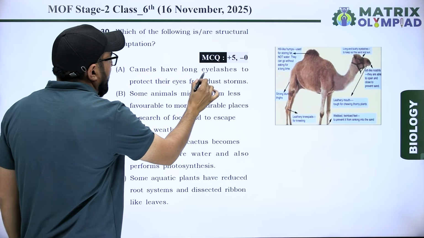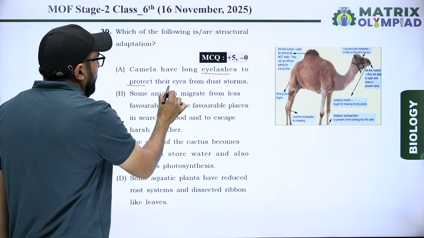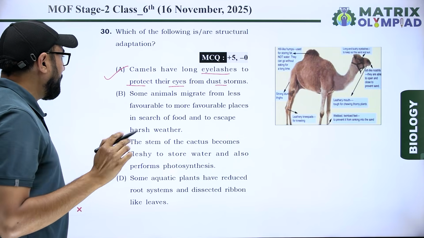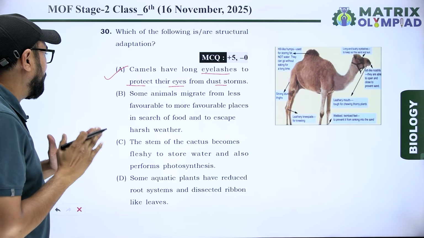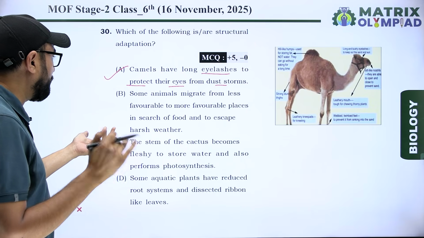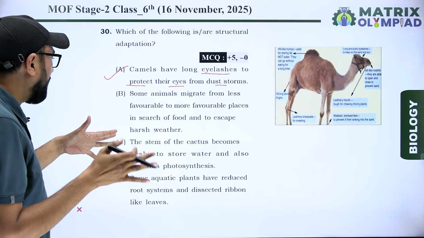Camels have long eyelashes to protect their eyes from the dust storm. That is right. Some animals migrate from less favorable to more favorable places in search of food and to escape harsh weather.